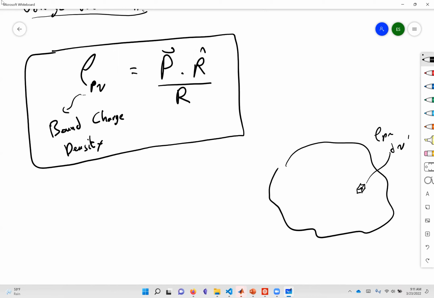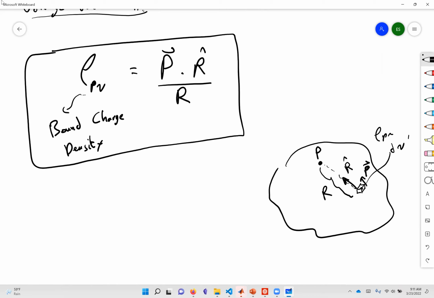So the idea here is that you pick any point in space, any random point, P. And then there is a distance to that random point, R, and then R hat, right? And the interesting thing here is that it doesn't matter where P is. P can be anywhere in the medium. So when you do this calculation, you take P, you know P at this point. So I know the polarization here.